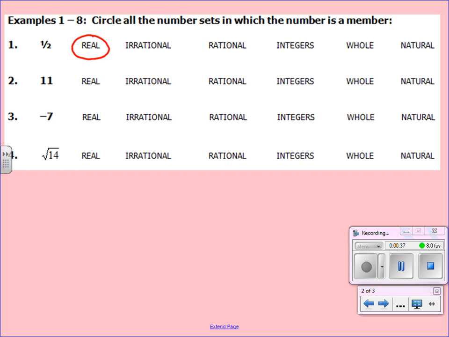1/2 is a terminating decimal because it's equal to 0.5, so we would circle rational. And that's where we stop. We talked about the integers in the last video, not including fractions and decimals. And if it's not an integer, it cannot be a whole number and it cannot be a natural number.